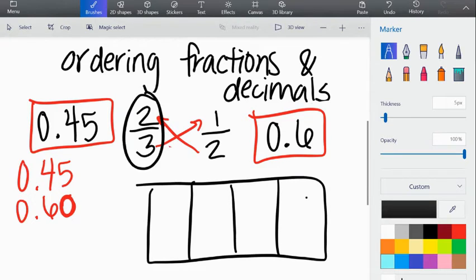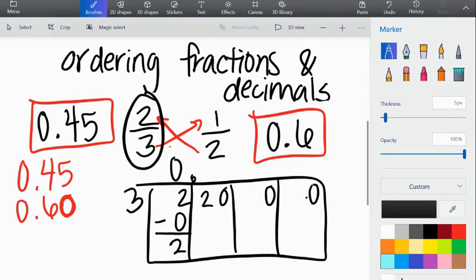So we are going to use our box method. We'll start with 2/3. Top goes in, bottom goes out, our decimal point, and our zeros. 3 can't go into 2. 0 times 3 is 0. Subtract, and I get 2. 3 can fit in a 20 6 times. 6 times 3 is 18, and I'll get 2 again.